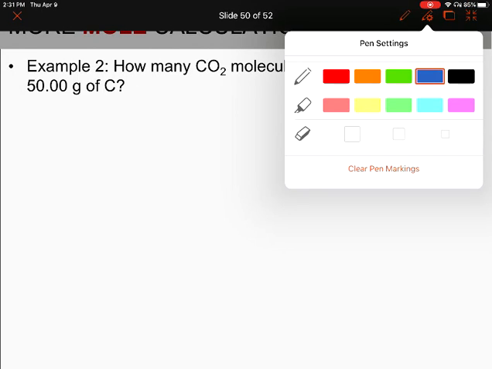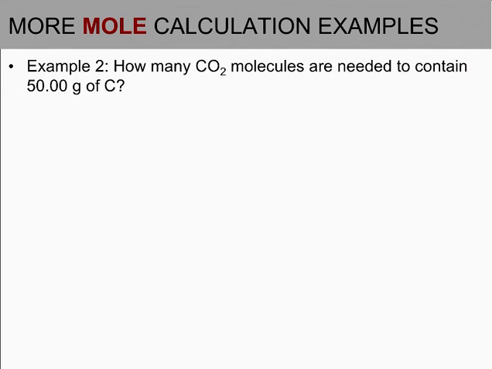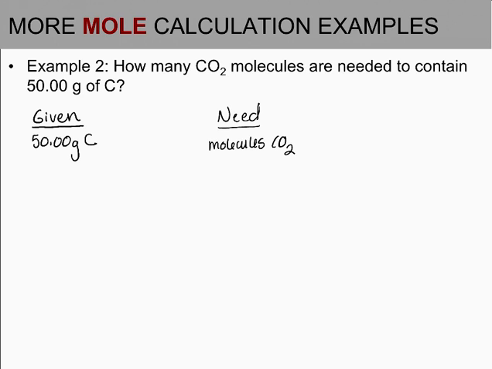So again, let's start by writing out what we're given. We're told that we want to end up with 50 grams of carbon in our carbon dioxide sample. And we need to determine the molecules of CO2 required in order to obtain 50 grams of carbon.